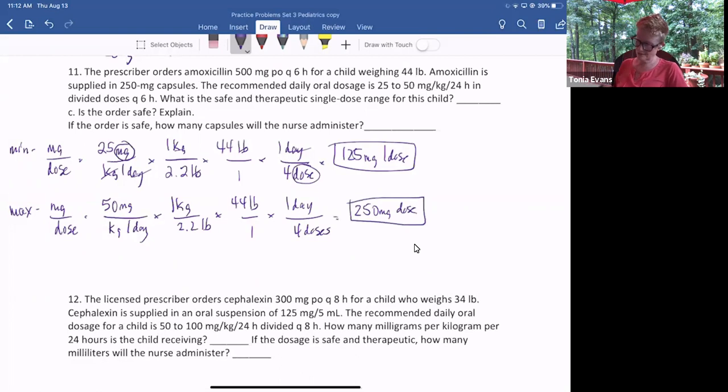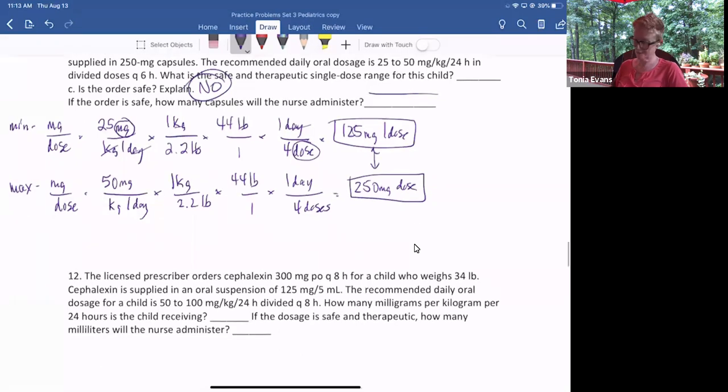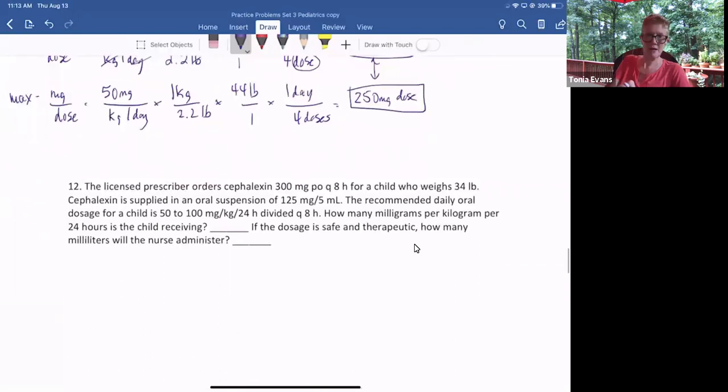And our order is for amoxicillin 500 PO Q6. So I'm going to say nope. Out of range. No. I'm not gonna administer any capsules because it's not a safe dose.